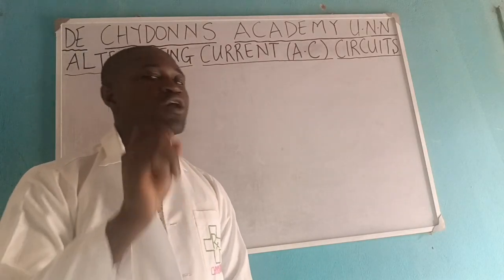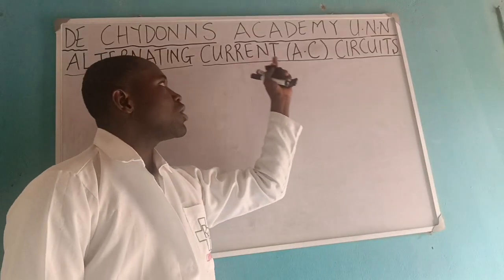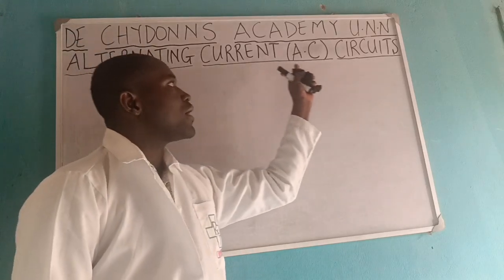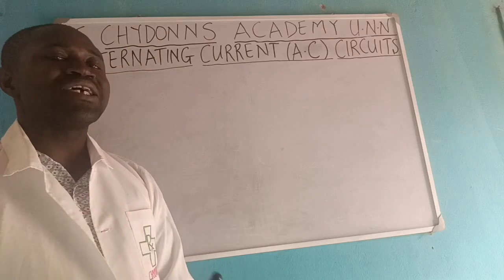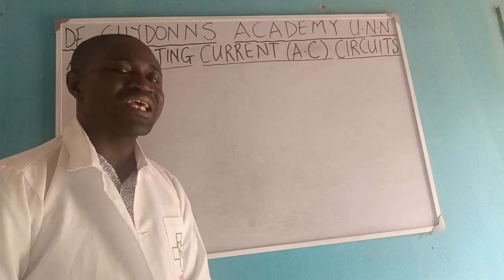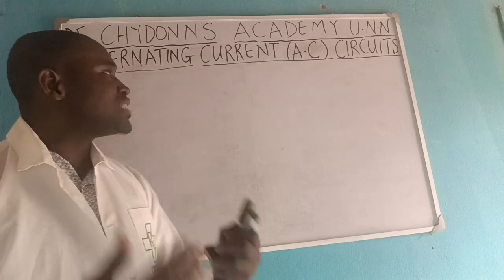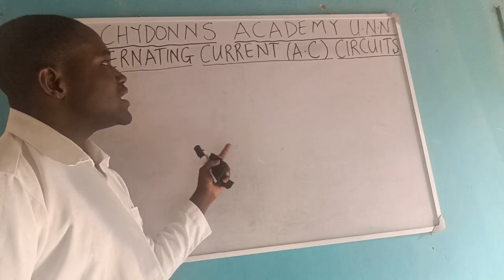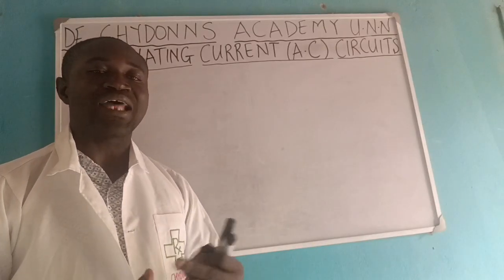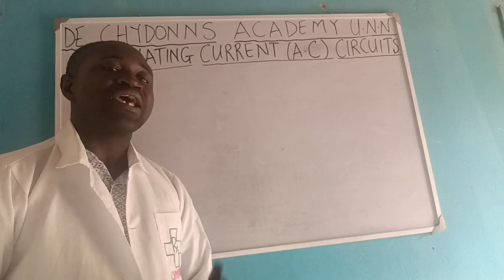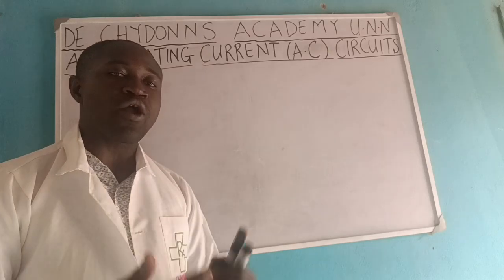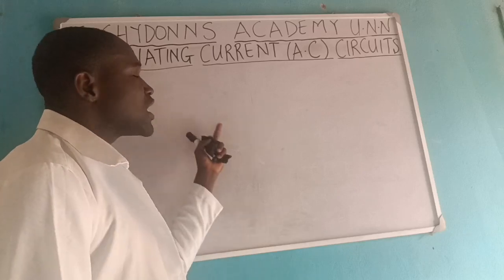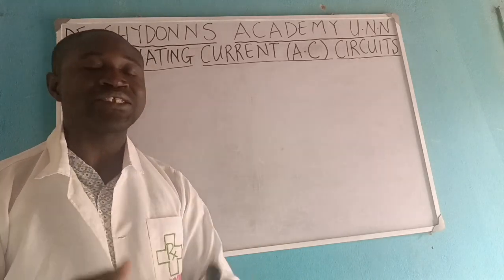In today's video, we want to discuss alternating current or AC circuits. I repeat, alternating current or AC circuits. When do we say that a particular circuit is an alternating current circuit? A circuit is said to be an alternating current circuit if the current in that circuit flows in a reverse direction. That means if the magnitude and the direction of the current changes periodically, that is, it changes with time, we say that that circuit is an alternating current circuit.